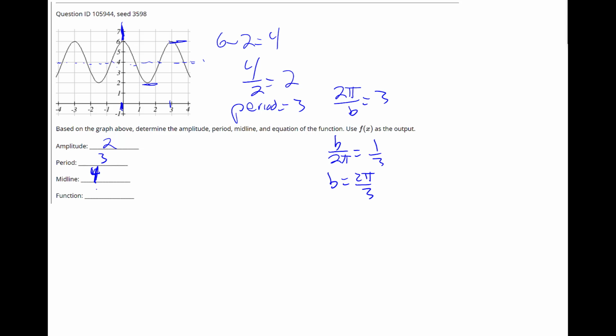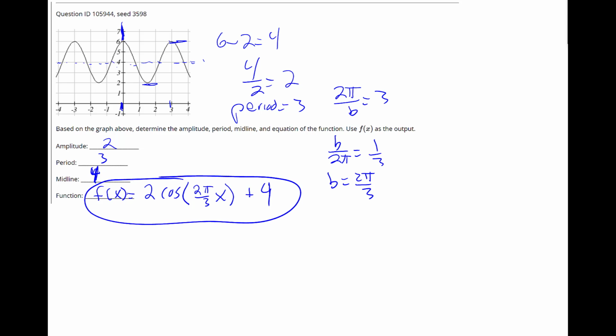So our function would be f of x, or however they want to call this, is amplitude is 2 cosine of bx plus c. There's no shift, so c is 0. So 2 pi over 3x, and then plus a 4 is the vertical shift. And there's your function.